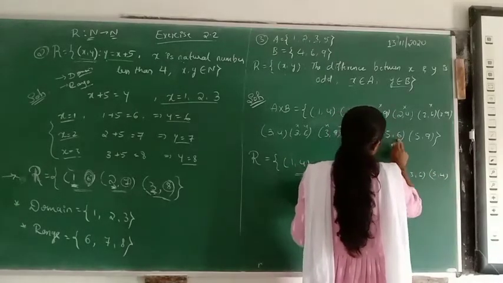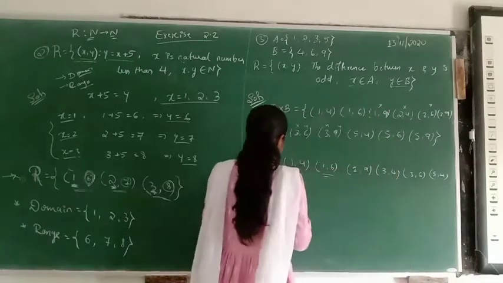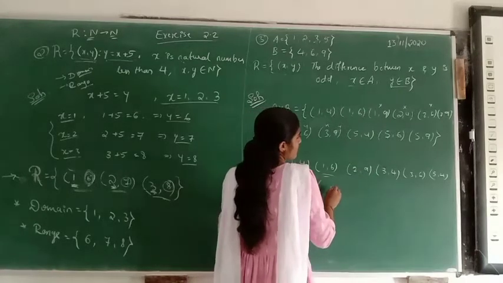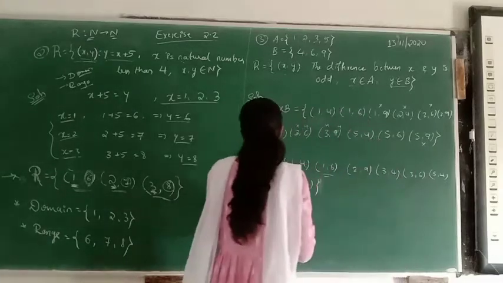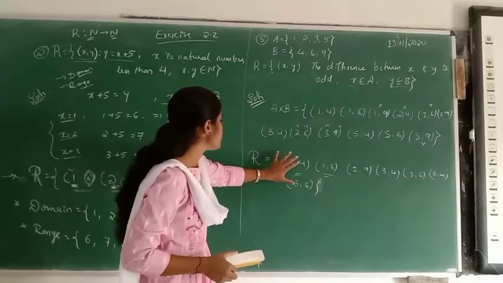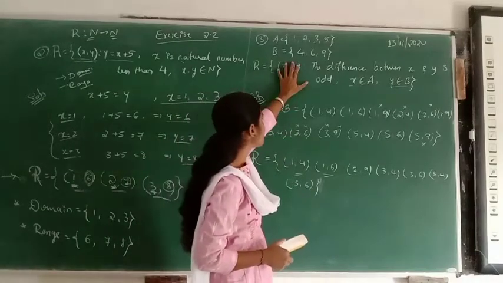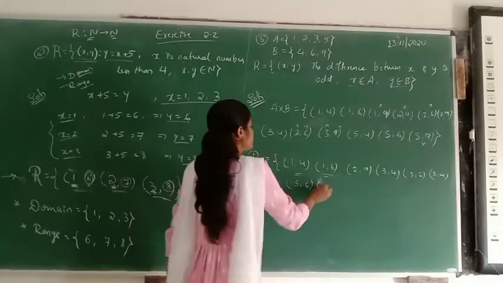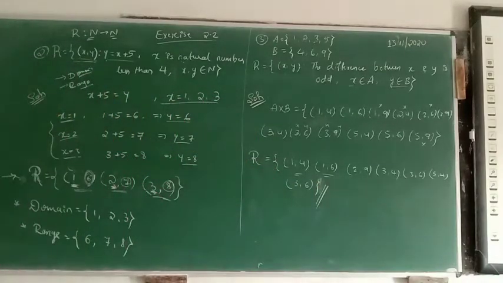6 minus 5 is 1, I will write this 5,6, and 9 minus 5 is 4, so I will not write this. These are the relations which I am choosing from this Cartesian product, given in roster form. So this is the answer. Check that all the differences are odd numbers.